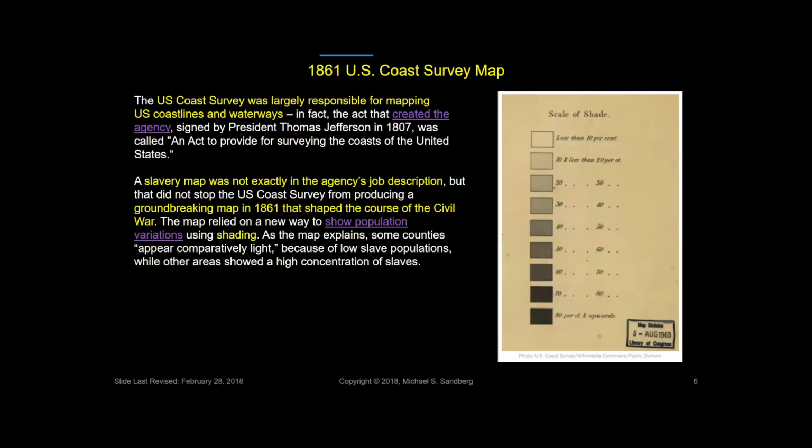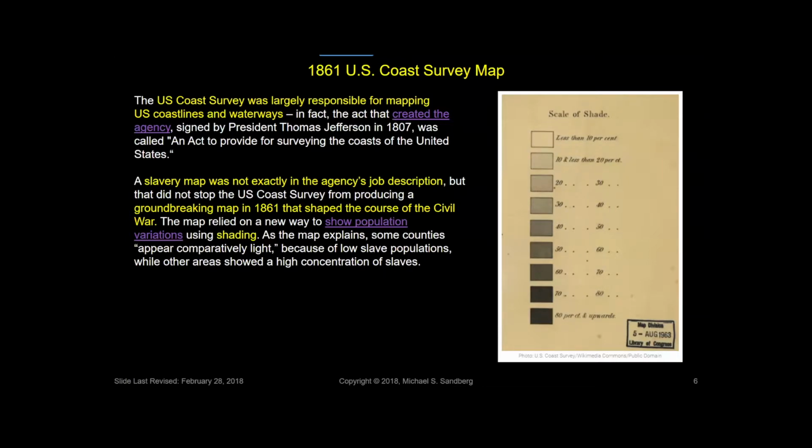So again, here's the legend on the map. As you can see, the lighter shades were less than 10% of slavery, where the darkest shade is 80% or more of slavery.